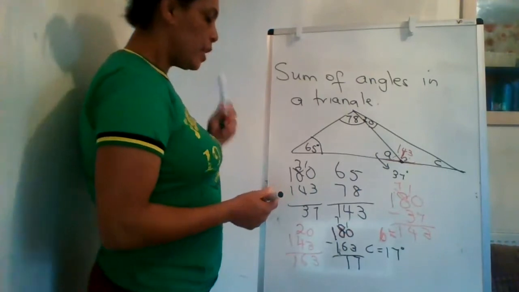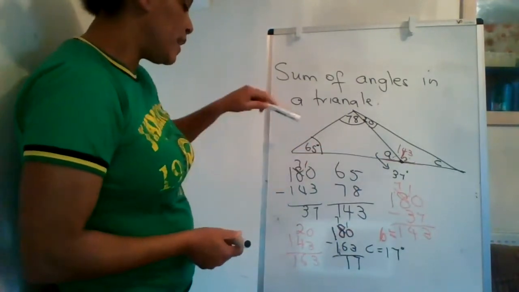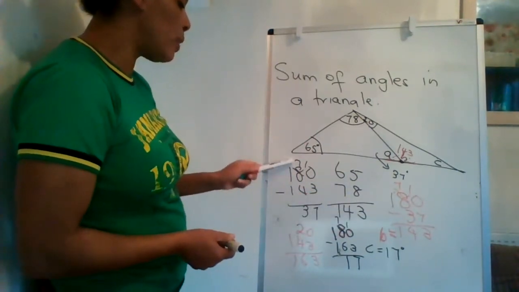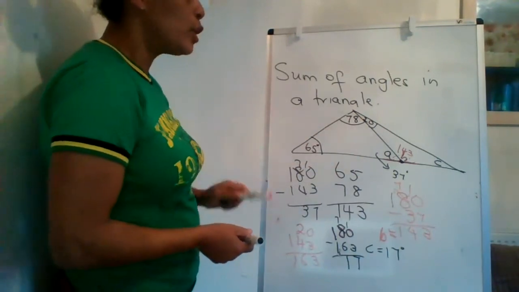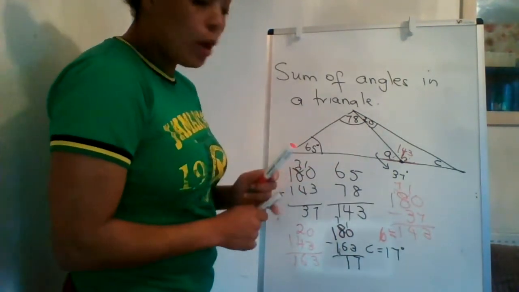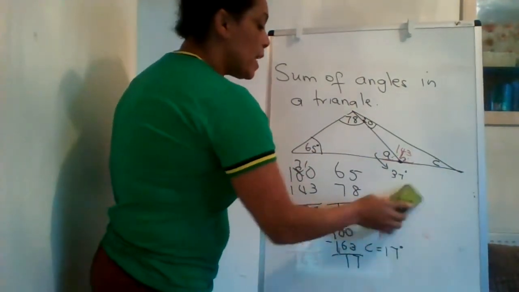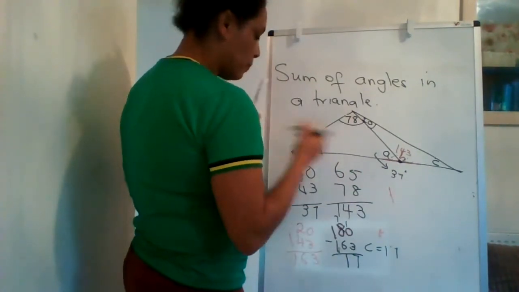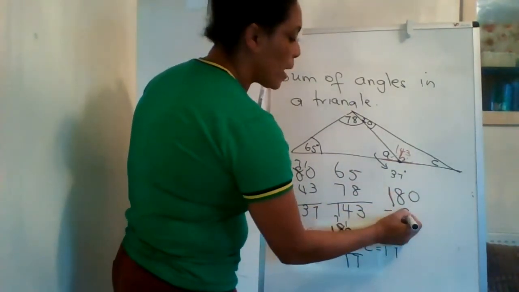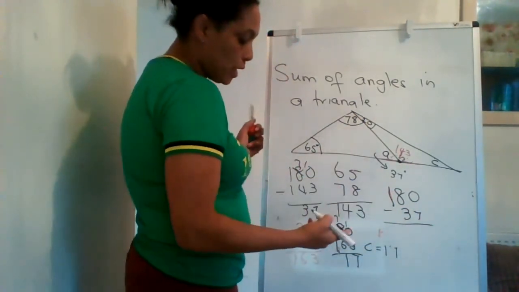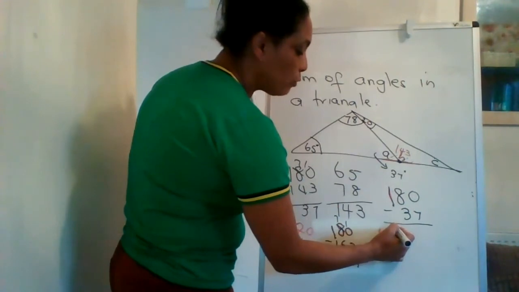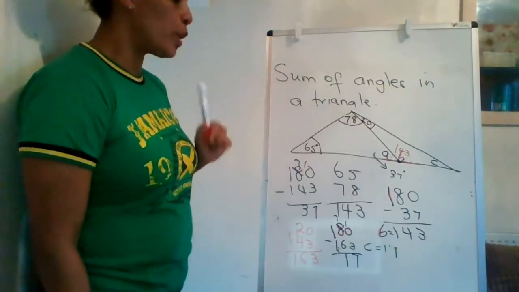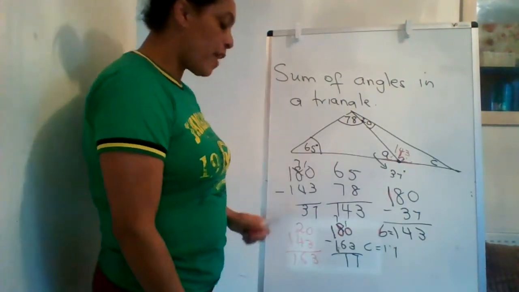So if we go again, here we're going to find A. So we add 65 and 78, we get 143. 143, take that away from 180, we get 37. So A is 37. And if we want to find B, we know that B is angles on a straight line. So we say 180 take away 37. And if we do 180 take away 37, we're going to be left with 143. So we know that B is equal to 143.